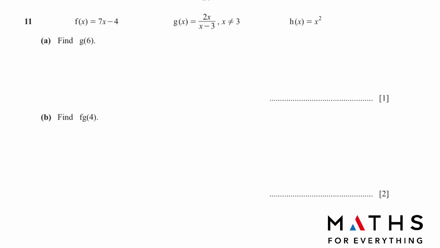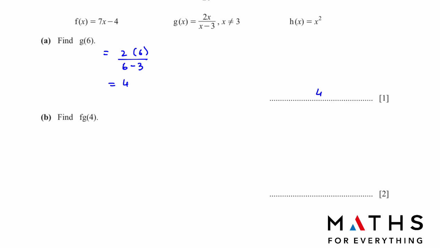Question number 11, function question. We have been given 3 functions. We have to find g of 6. So when the value is given to you, this is your x. So we substitute 6 in place of x. Just put it in the calculator and you will get the answer 4.